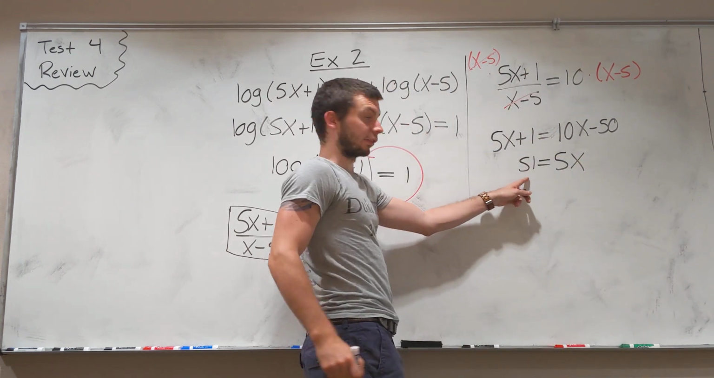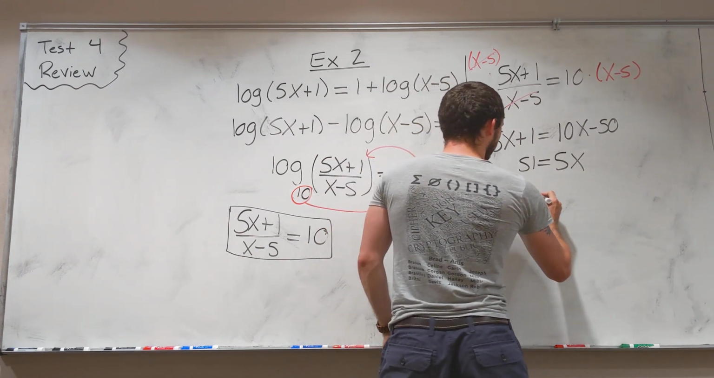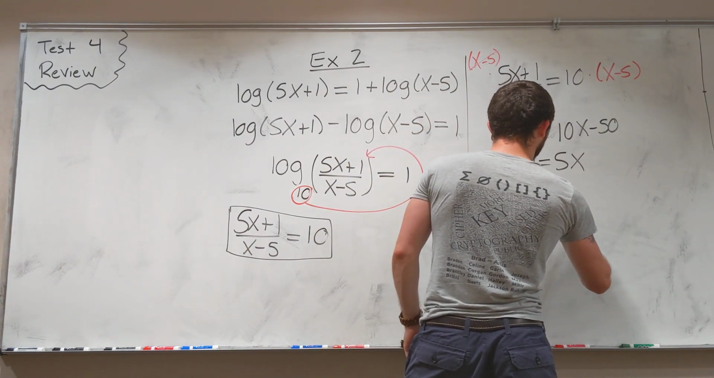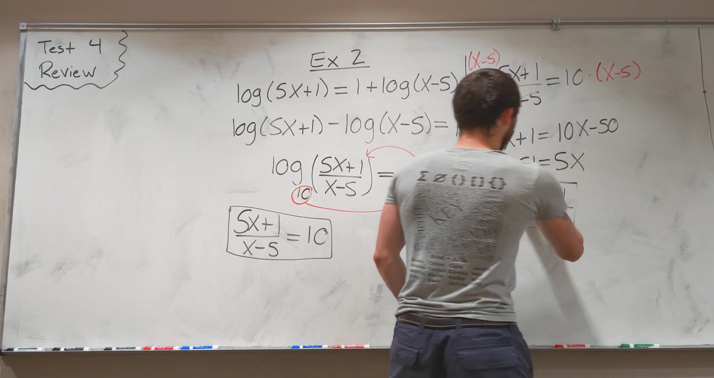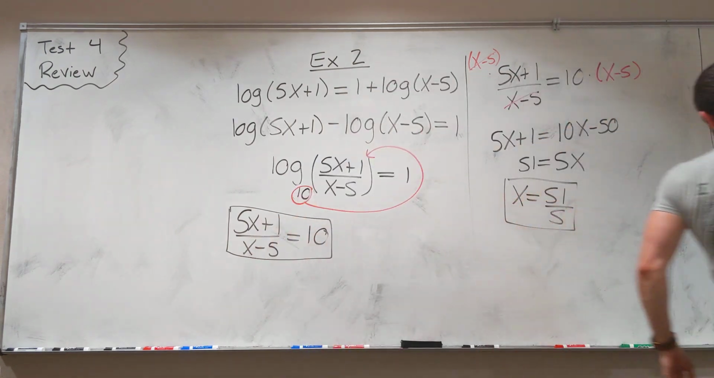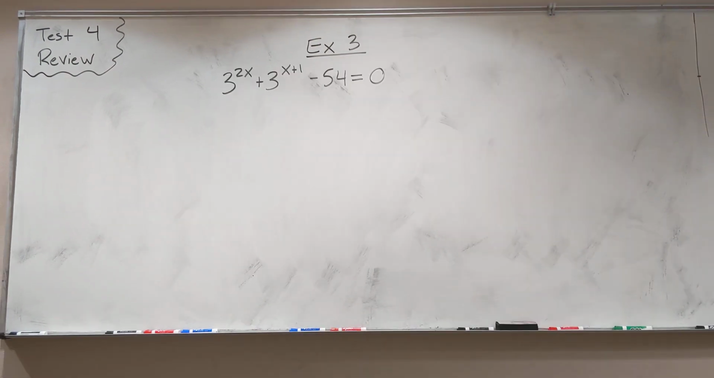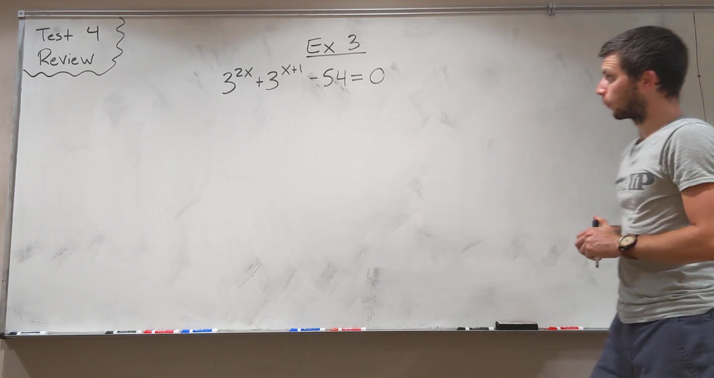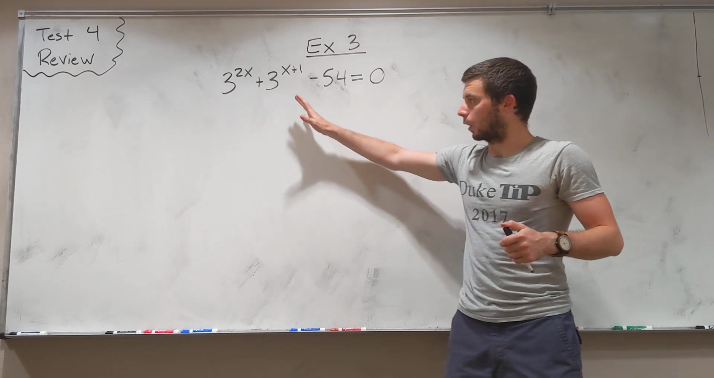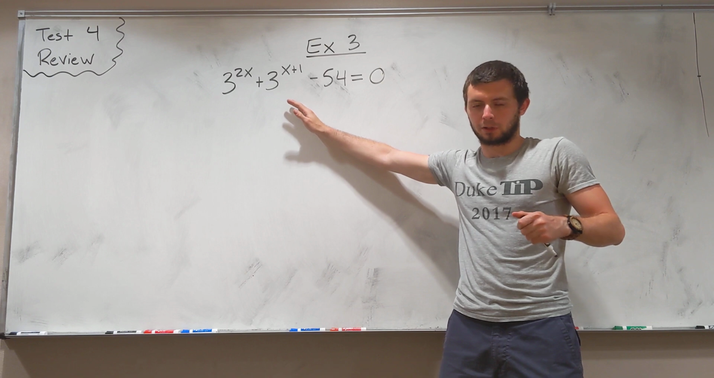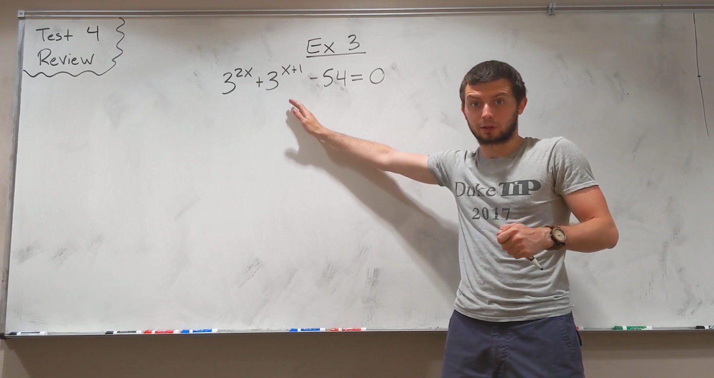So this is combining like terms. And then finally, we get that x is 51 divided by 5. And that would conclude example 2 here. We move on to example 3, which is a problem that we saw in the exponential and logarithmic equations section.